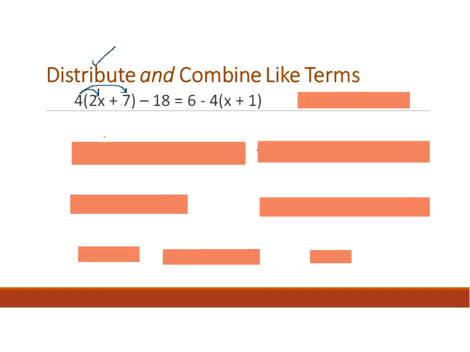Then we can come to the other side. Now remember, this one's going to be negative 4 times x, because there's a minus sign in front of the 4, and negative 4 times positive x.